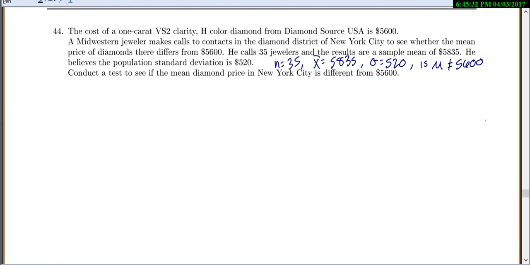This is obviously a very bored jeweler. So it says conduct a test, and it might also say things like, is the mean different from, and those things all mean you want to do a hypothesis test. So basically, the first thing you have to figure out is which test am I going to use, and how are you going to figure out if it's a z-test or a t-test? It's the exact same thing as what we did on our confidence intervals. If you get a sigma, or a population standard deviation, you know you have to use a z-test.